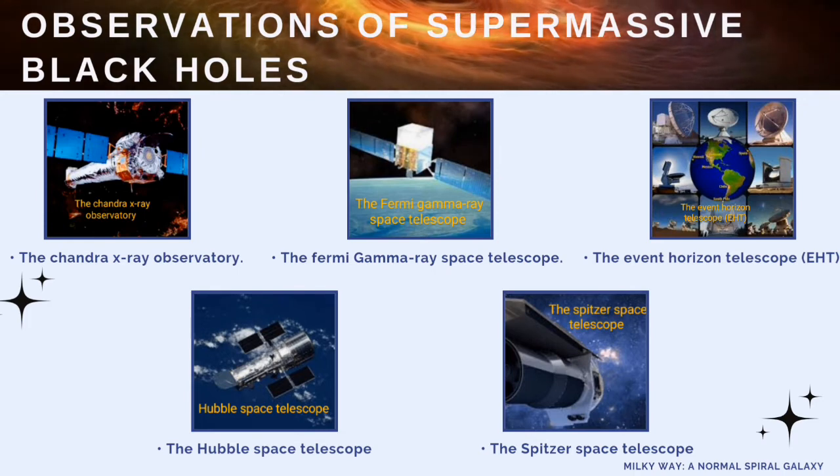The Fermi Gamma-ray Space Telescope has observed gamma-ray emitting bubbles that extend 8 kiloparsecs above and below the galactic plane. The Event Horizon Telescope is an active program that directly observes the immediate environment of black holes, event horizons such as the black hole at the center of the Milky Way.